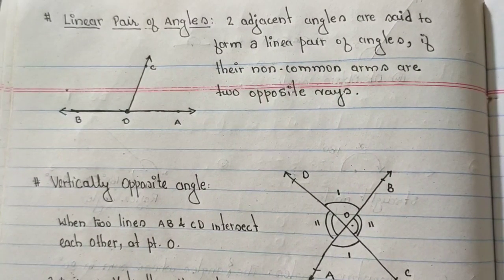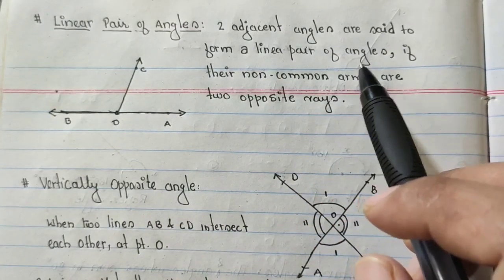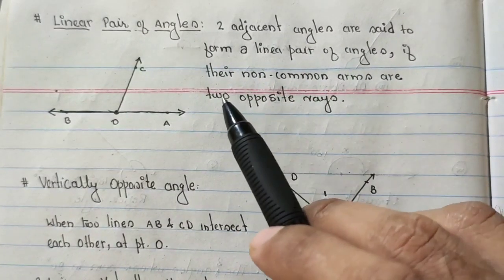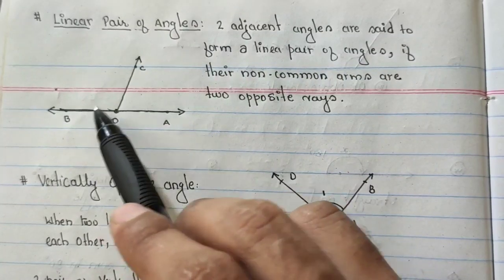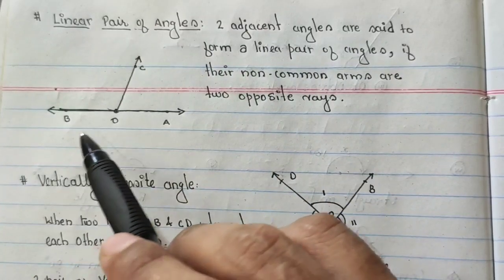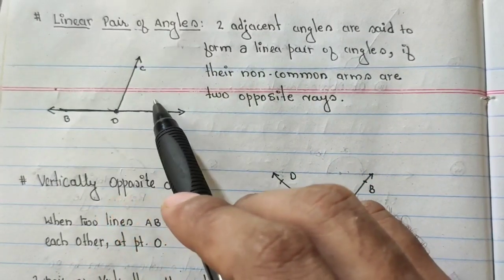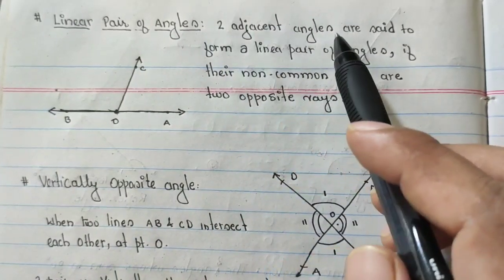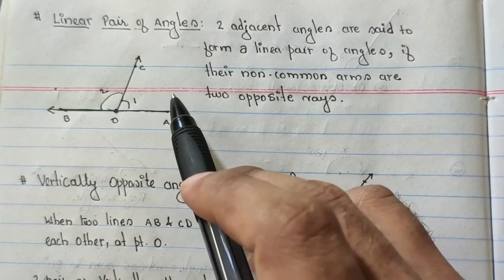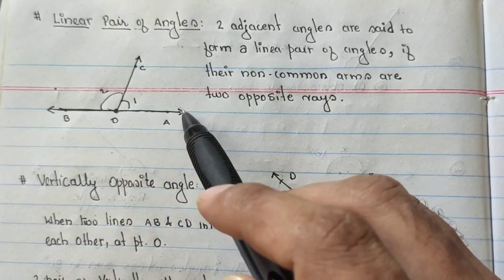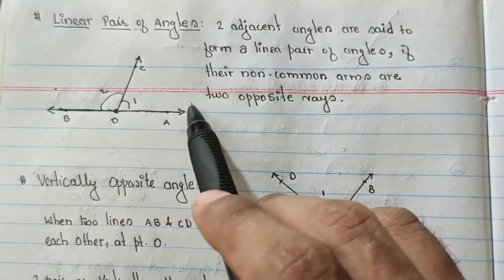Now what is a linear pair of angles? Two adjacent angles are said to form a linear pair of angles if their non-common arms are two opposite rays. It means your two angles are adjacent, having the three properties we have seen: a common vertex, a common arm, and two opposite arms. So here, suppose angle 1 and angle 2 are two adjacent angles, they are said to form a linear pair if their non-common arms, this is the common arm and these are the non-common arms, are two opposite rays.